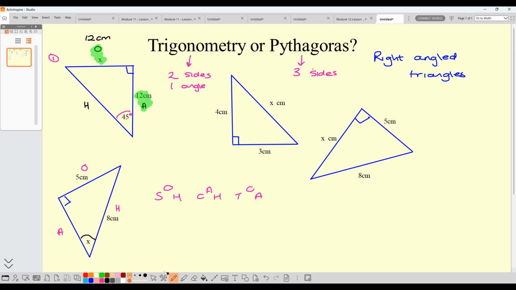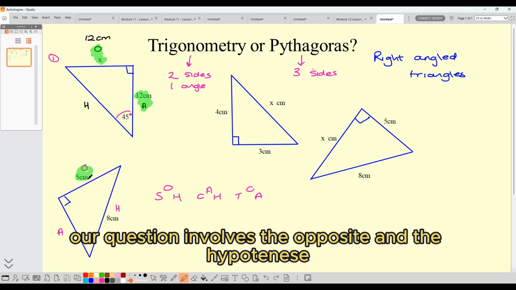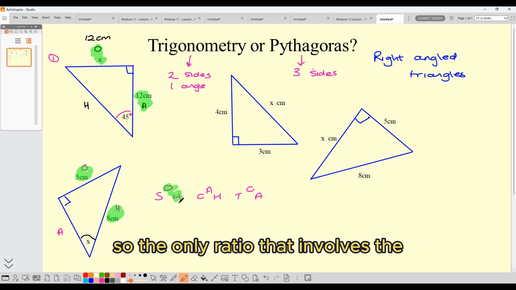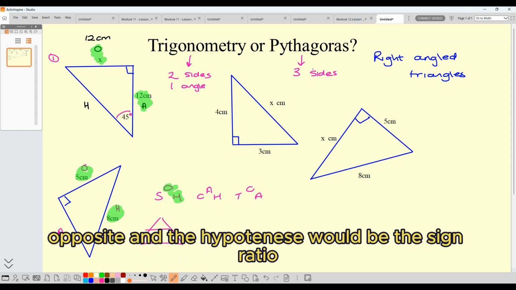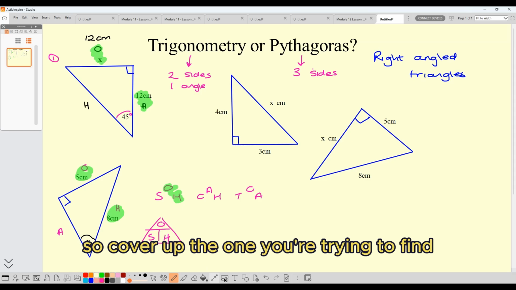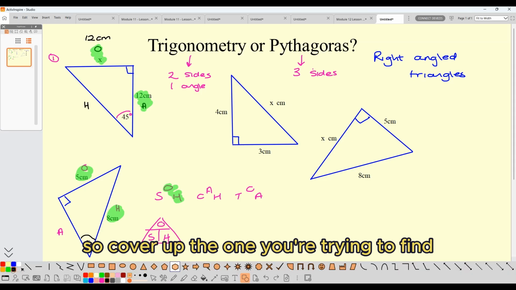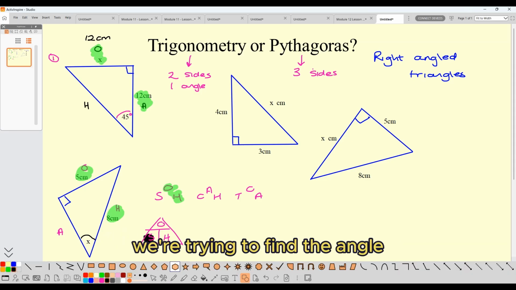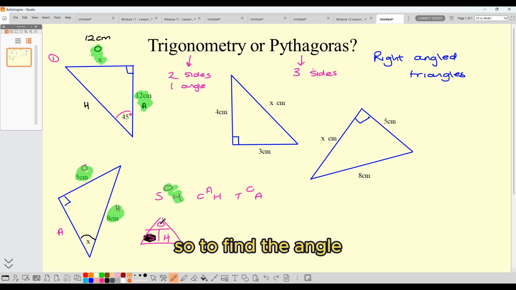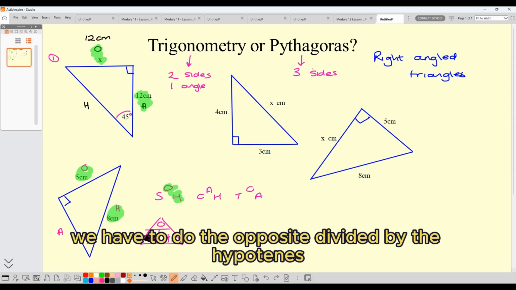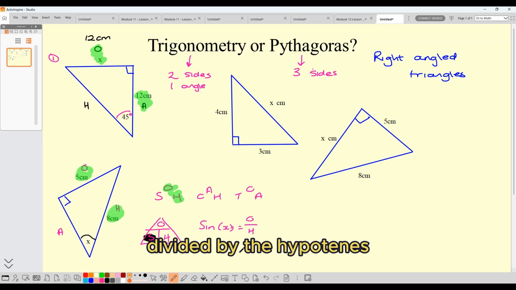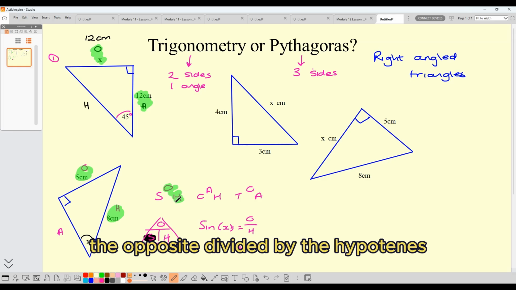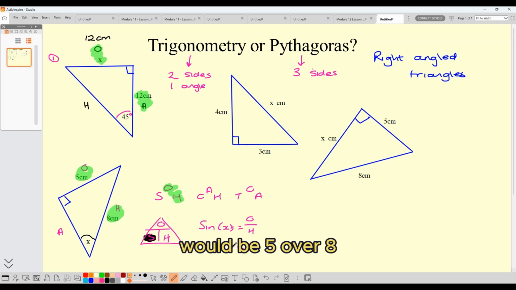SOHCAHTOA. Our question involves the opposite and the hypotenuse. So the only ratio that involves the opposite and the hypotenuse would be the sine ratio, SO. Cover up the one you're trying to find. We're trying to find the angle. So to find the angle, we have to do the opposite divided by the hypotenuse. The sine of x is equal to the opposite divided by the hypotenuse. The opposite divided by the hypotenuse would be 5 over 8.